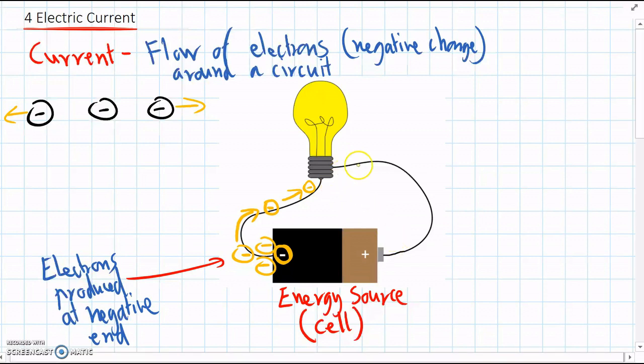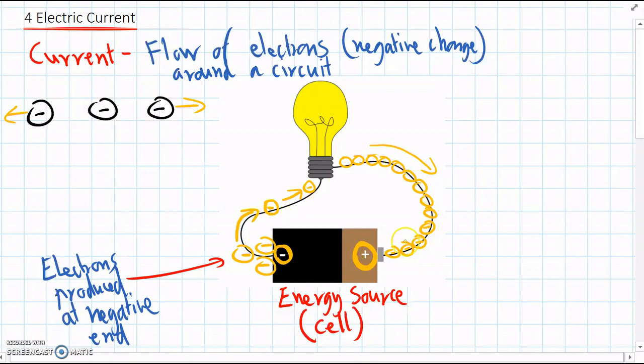And the electrons keep pushing each other around. There's so many electrons that we can barely count them. There's trillions and trillions of electrons, and they keep pushing each other around until they get back to the energy source, where they get taken up.